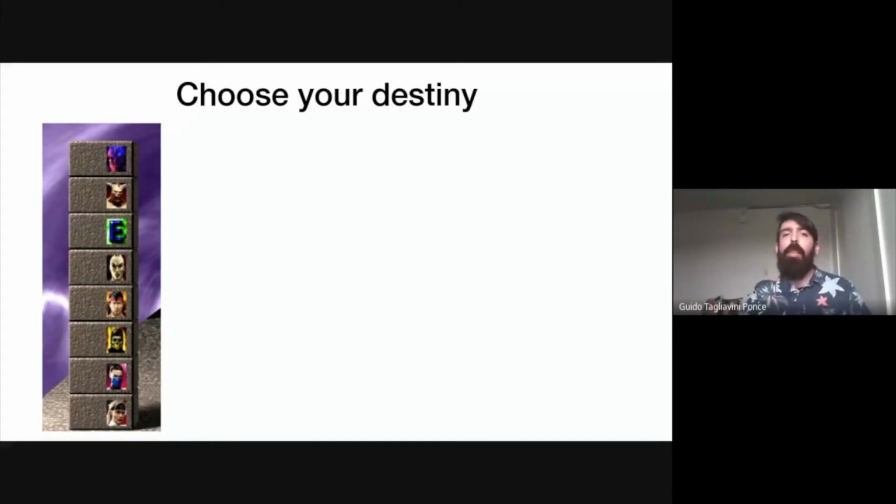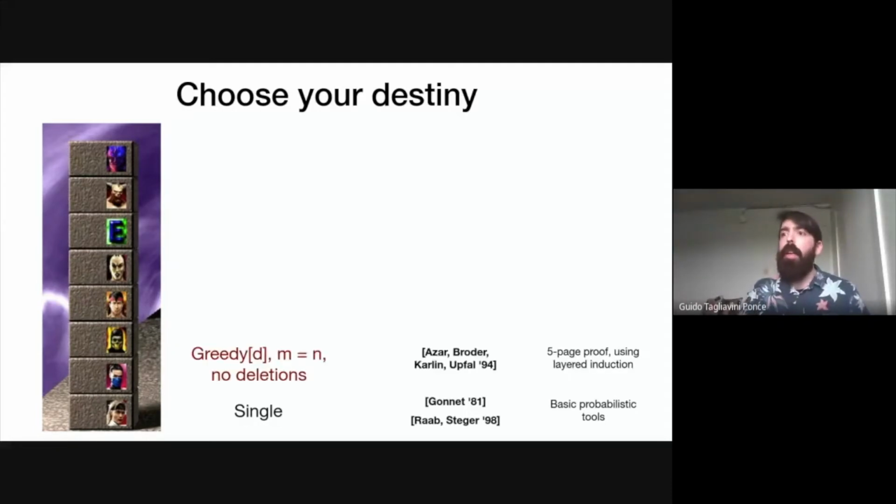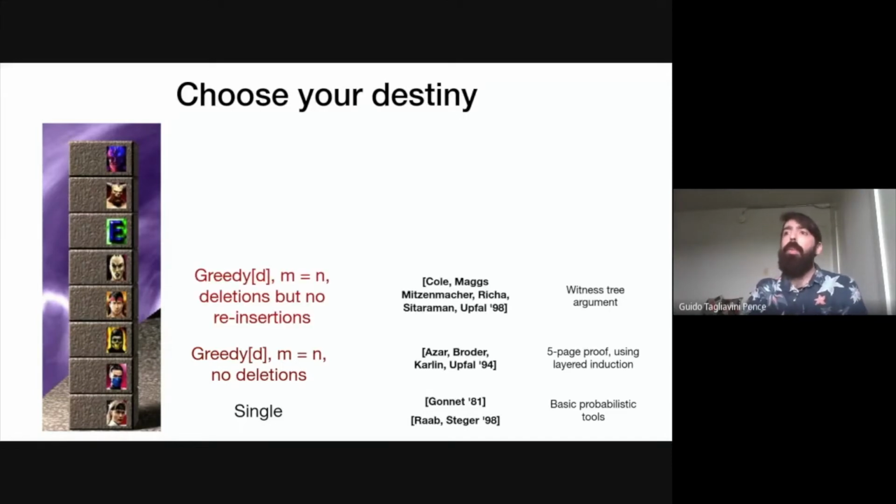And so balls and bins games are somewhat like Mortal Kombat or the game of your choice. At the base, you have proving bounds for single, and in any kind of setting. And here you only need basic probabilistic tools. Then you have greedy D when m equals n, but you don't have deletions. And this was a 5-page long proof using a technique called layered induction. So it's not terribly hard. Then you have greedy D when m equals n, and you have deletions, but you don't have reinsertions. And this was shown in a paper by Cole, Maggs, Mitzenmacher, Richa, Sitaraman, Upfal, and they used a technique called witness trees.